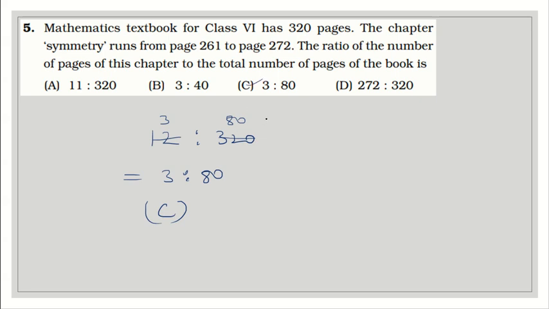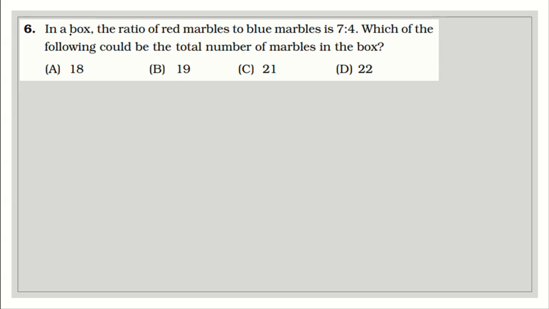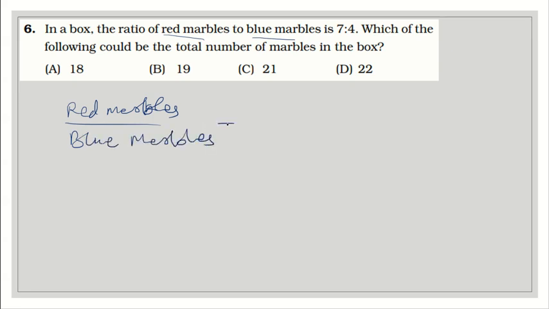Okay. Then moving on to the next question, number 6. In question number 6, in a box, the ratio of red marbles to blue marbles is 7:4. And the question says, which of the following could be the total number of marbles in the box?